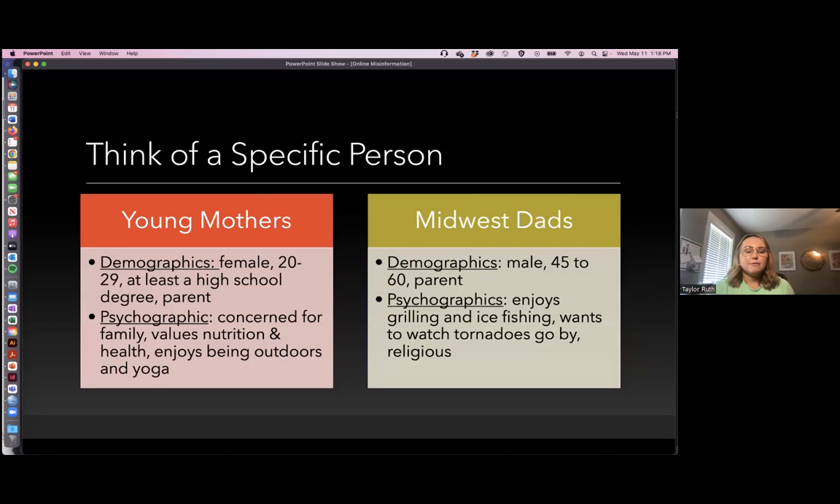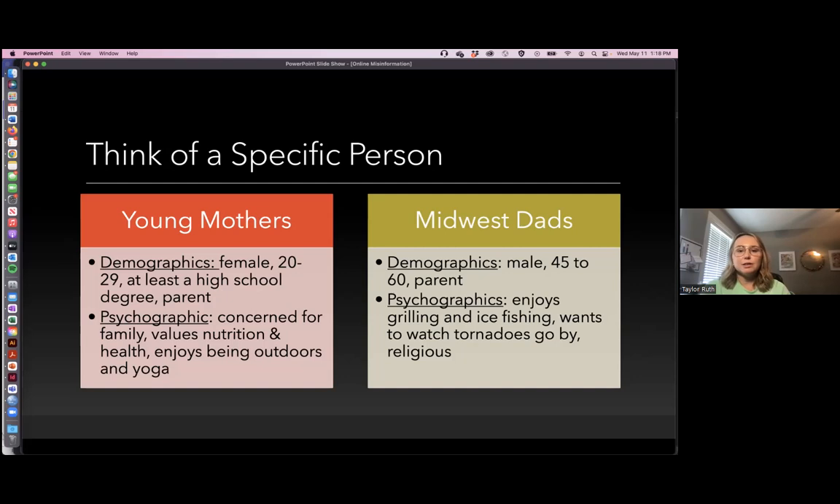And one of the things I find really helpful when I'm figuring out who my target audience is for any type of communication, rather than thinking broadly, think specific. Think about a very specific person and what those demographics are and what those psychographics are. So like for a young mother, this might be somebody who's concerned with family, values nutrition and health, enjoys being outdoors, yoga, she's a Lululemon mom, she shops at Trader Joe's. You can get really specific, and then you can really tailor that content to that person.